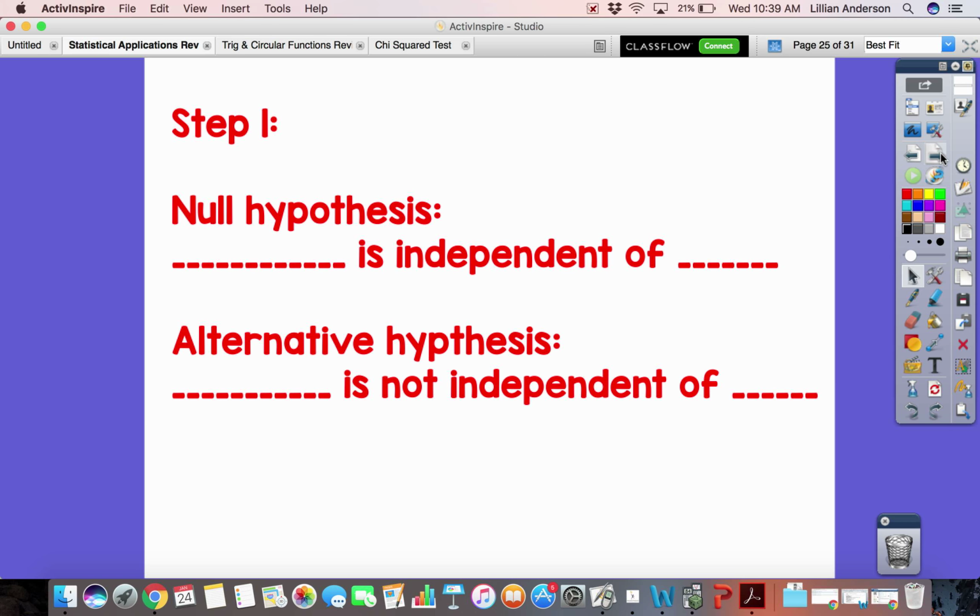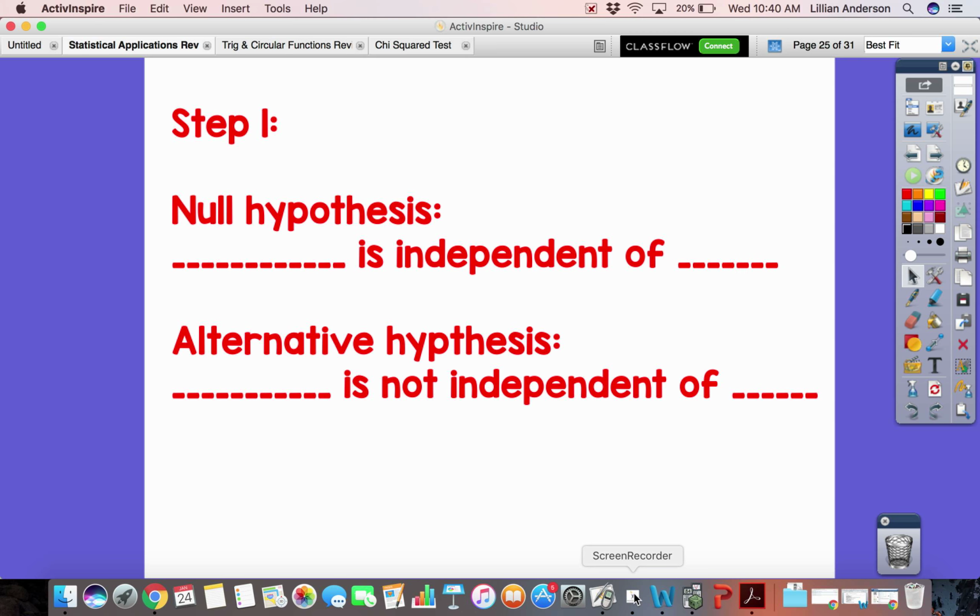The first step, again, was to write your null hypothesis and your alternative hypothesis, and those are written basically in this format: blah blah blah is independent of blah blah blah. And so it pretty much would be based on whatever you were given in the problem, but that is the setup. Okay, I remember from last year some of you tried to do "dependent of." No, the proper formatting of these sentences is blah blah blah is independent of blah blah blah.